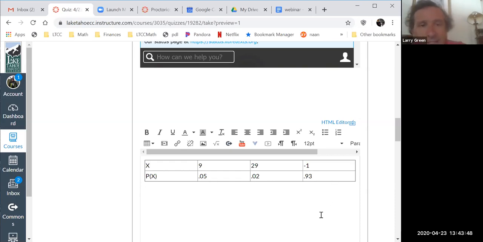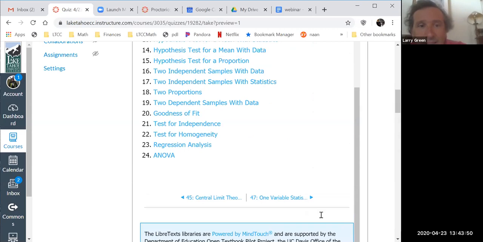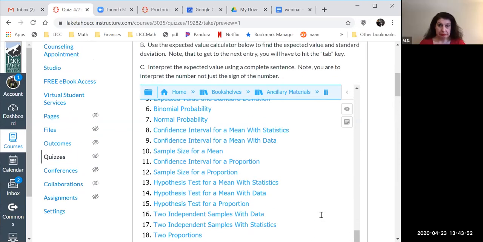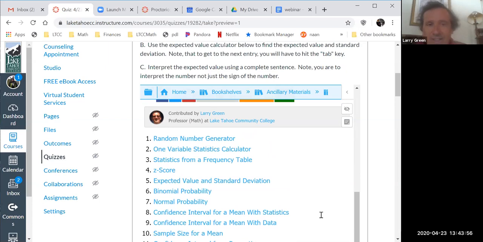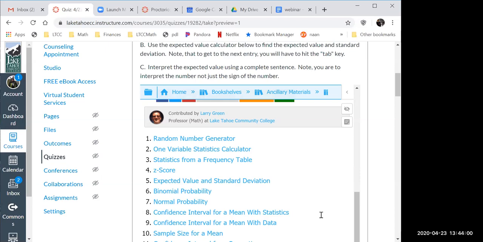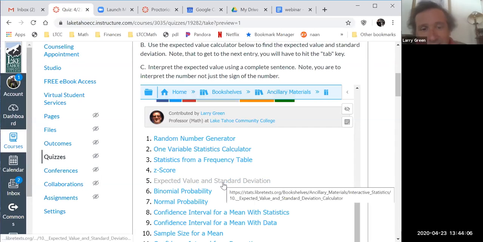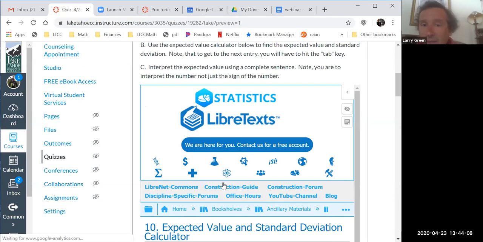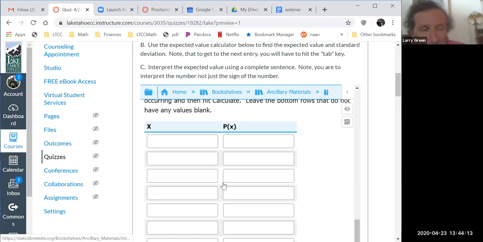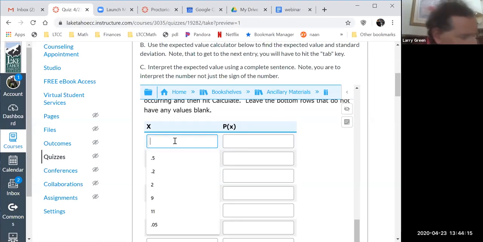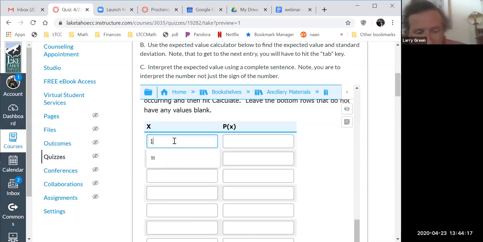Part B, we need to use the technology, and you'll see in here, which one do we choose? Binomial, which one? Expected value? Yeah, this one's the expected value and standard deviation because that's what we want. We want the expected value. So we can go to expected value. And now we just put in the numbers. The numbers were 10, 30, and -1.